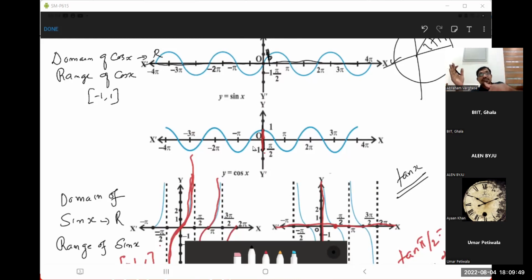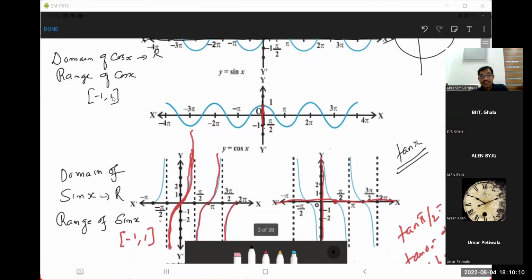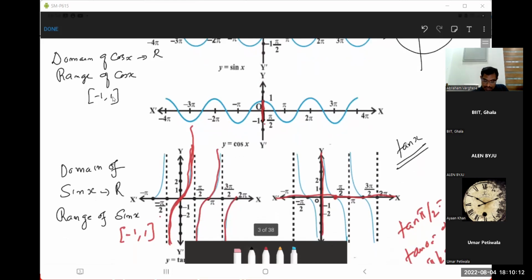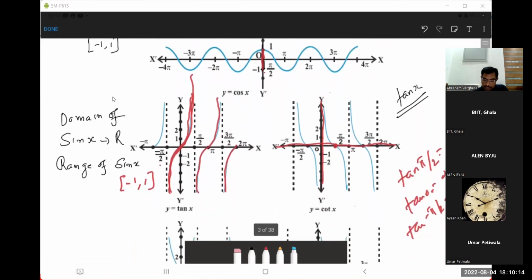For finding the domain, look at the graph and x-axis. When you compare the y-axis and the graph, you can see that the graph lies between -1 and +1. Therefore, the range will be between -1 and 1 for sin x and cos x. Right now, let us see what about the domain and range of tan x.